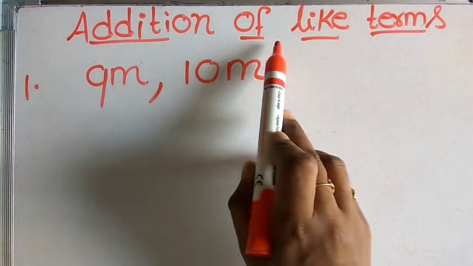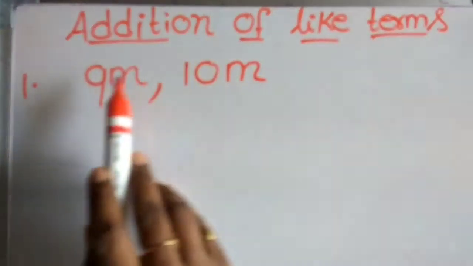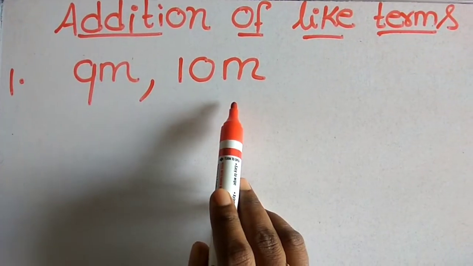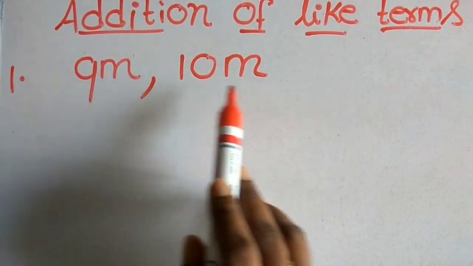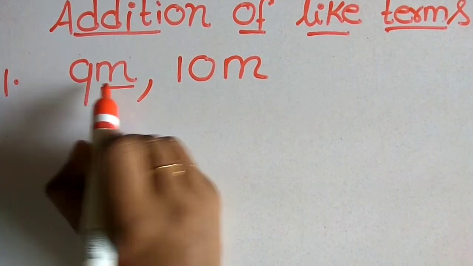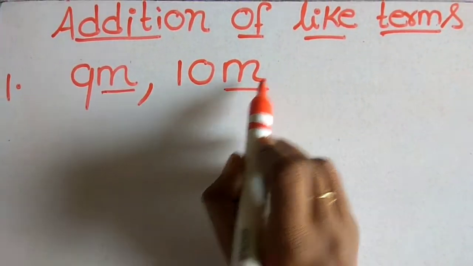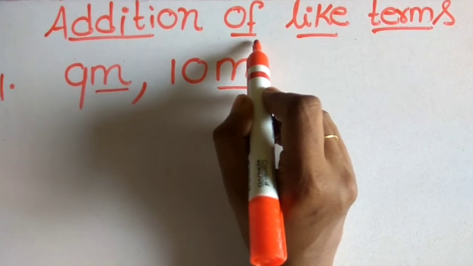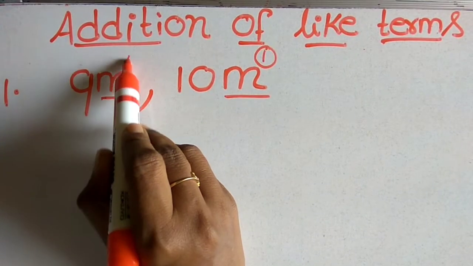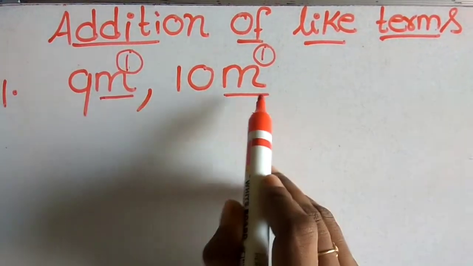Addition of like terms. So how do we do addition for like terms? Here I have taken 9m and 10m. Those are the two terms here. Now let us see, the variables are the same. Here we have m and here also we have m. So if the variables are the same, those two are like terms. Like terms are very simple. You can easily add them. If there is no exponent on the top, that means it is having 1.